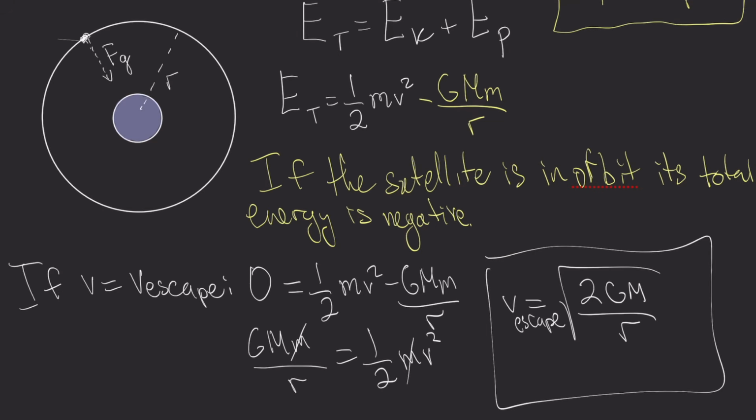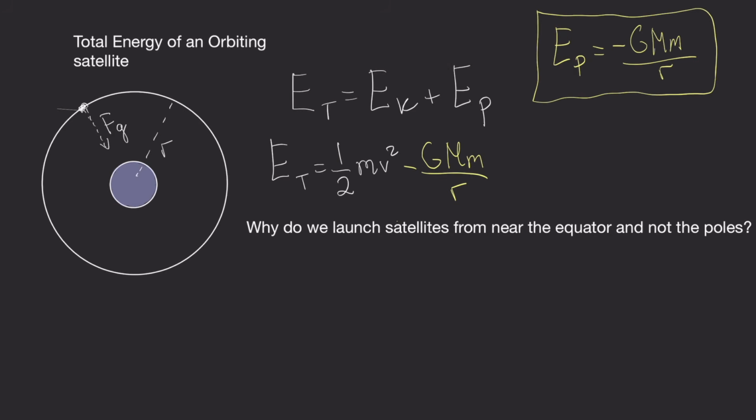If the satellite, or whatever it is, it could be a rocket or a spaceship or something like this, is above that actual value, it will escape from the surface of whatever is being orbited. Another important question to answer is, why do we actually launch satellites from near the equator and not the poles? Well, the answer is within this equation.